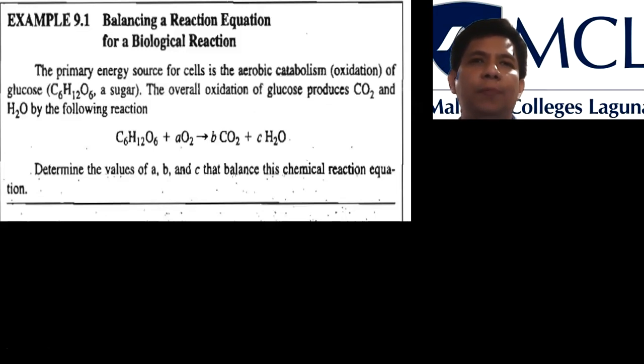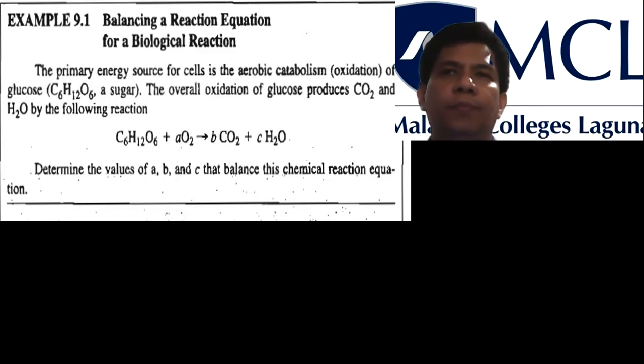So this is example 9.1. Example 9.1 asks you to balance the reaction below: balancing reaction equation for a biological reaction. In most of the problems in this chapter, you need to perform a reaction balance before you can solve the problem. The primary energy source for a cell is the aerobic catabolism, oxidation of glucose, C6H12O6, a sugar. The overall oxidation of glucose produces carbon dioxide and water by the following reaction. And you need to remember that the products of oxidation or combustion are always carbon dioxide and water. So you need to remember that.